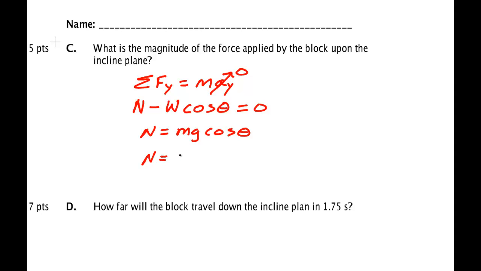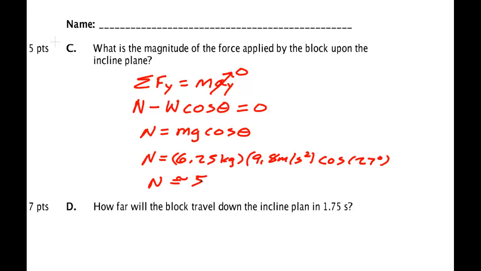Therefore, the normal is equal to, I take the mass of the object, which was 6.25 kilograms, and I multiply by 9.8 meters per second squared, and multiply by the cosine of 27 degrees, and I get that the normal is 54.6 newtons.